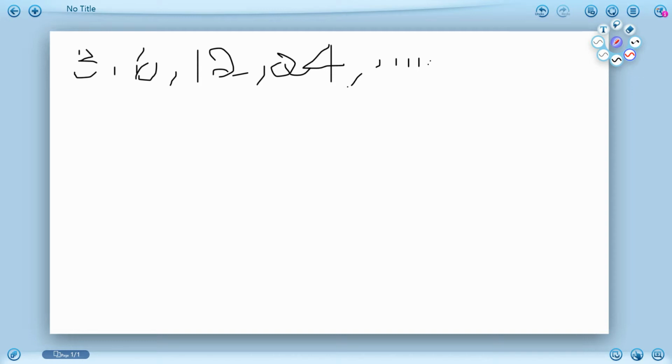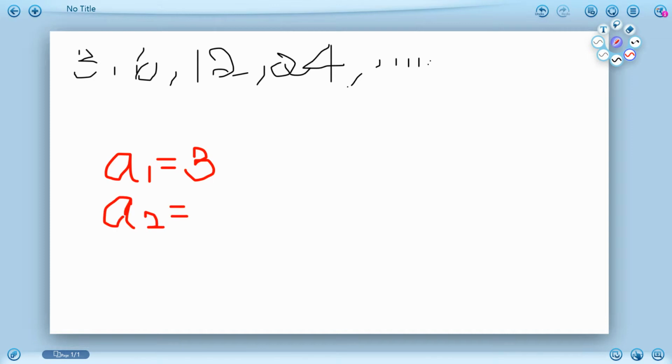Let's look at our a sub 1. In this case, what is our a sub 1? A sub 1 only means the first term. A sub 2 means the second term. So our first term is 3. Not bad.